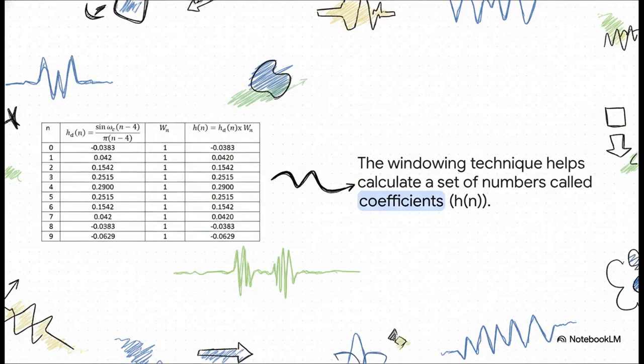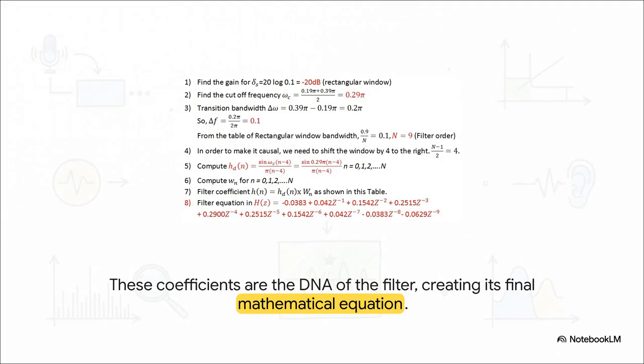And this is what you get at the end of that calculation. Now don't worry about the math here. Just look at that last column, the one labeled h of n. Those numbers are called coefficients. They are the unique set of instructions, the magic numbers, that define everything about how our custom-built filter is going to work.